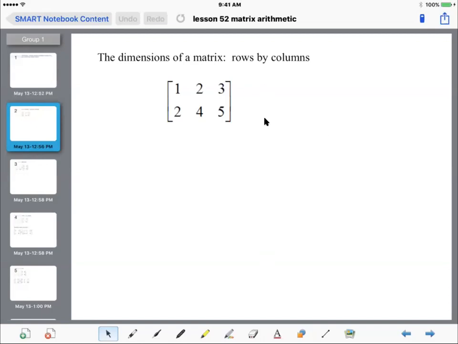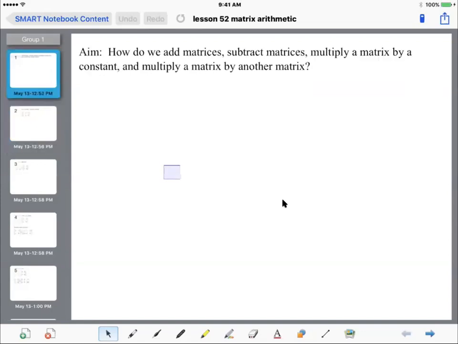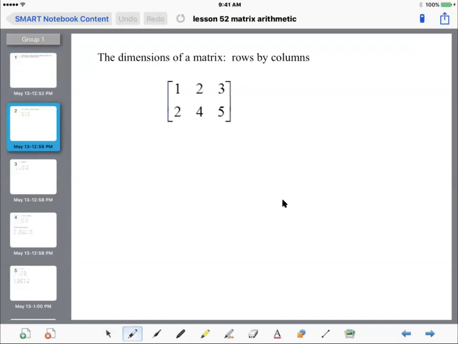So we've seen already that a matrix is defined by the number of rows and columns. So this is a 2 by 3 matrix, 2 rows and 3 columns, and it is not a 3 by 2 matrix.